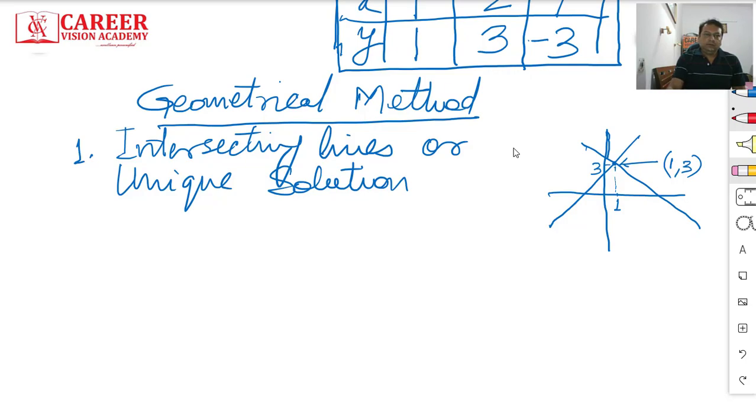Okay. Second thing, the second case which can be there, is that two lines can be parallel to each other. Two lines can be parallel to each other. That means we say parallel lines.